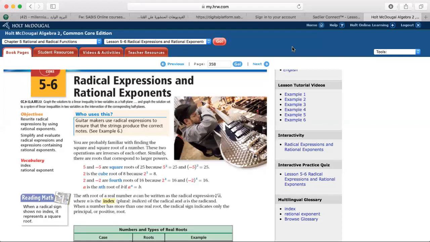Today we're going to continue the second part of the lesson that we started on Thursday. The lesson is radical expressions and rational exponents. It is chapter 5, lesson 6.